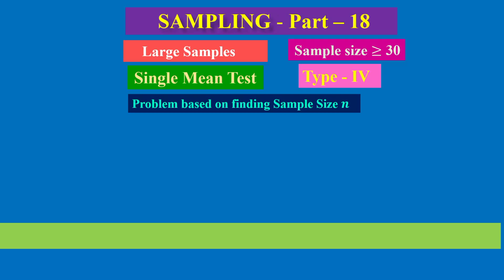Next, large samples. Sample size is greater than or equal to 30. Single mean test type 4. Next type: problems based on finding the sample size. We are going to find the sample size.